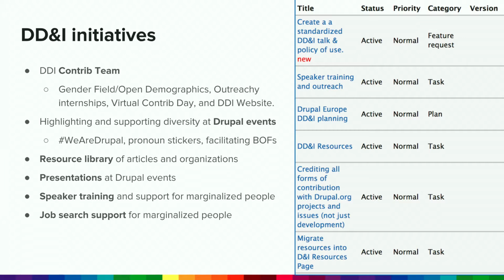Presentations like this one. Two new and very exciting initiatives that I think will have a really material impact on marginalized people in our community are speaker training and support, where we're bringing some stuff from WordPress that's had very tangible results in their community. And then job search support. A lot of times being marginalized means it's harder to make networks, harder to be taken seriously professionally. So we are trying to make up for that gap.